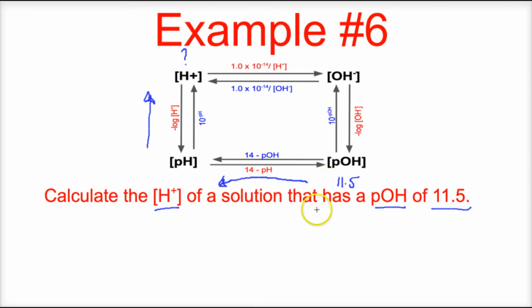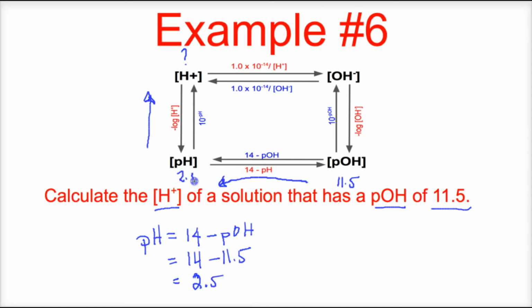So the first thing we're going to do is first calculate the pH of this solution. To get the pH, I simply take 14 minus the pOH, which is 14 minus 11.5. And we end up with a pH of 2.5. This is not our final answer. That just brings us to this step right here. We now need to find the hydrogen ion concentration. So to get the hydrogen ion concentration, looks like I'm going to take 10 to the negative pH, which is 10 to the negative 2.5.